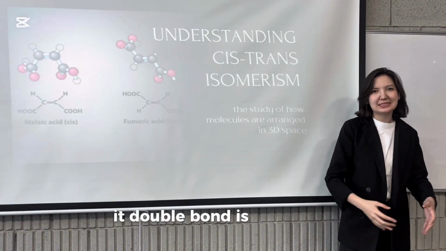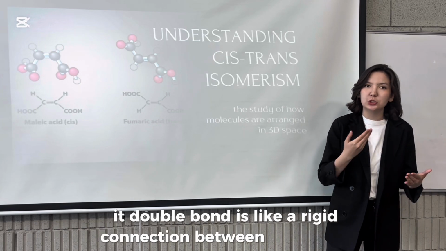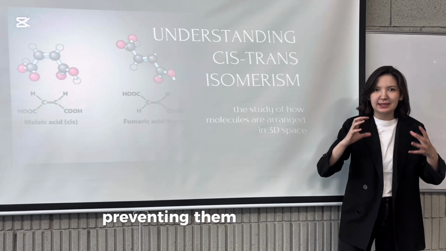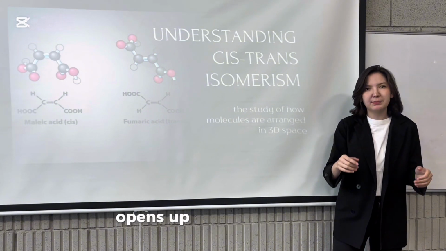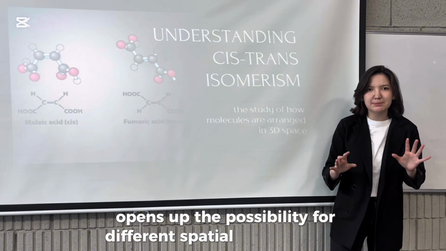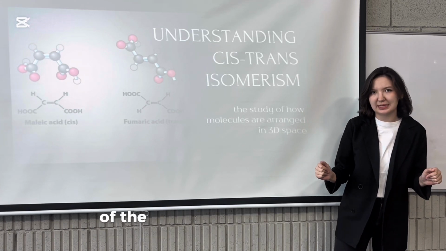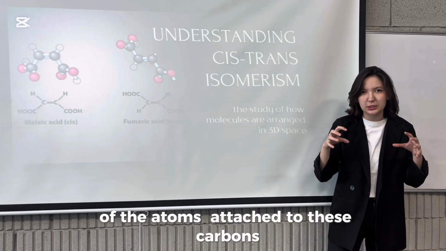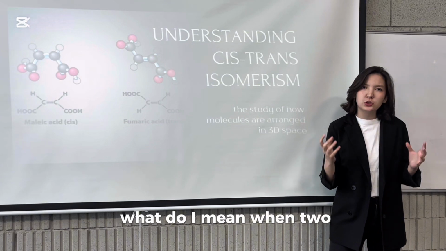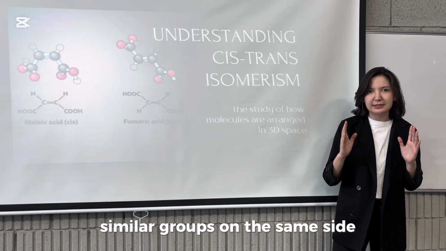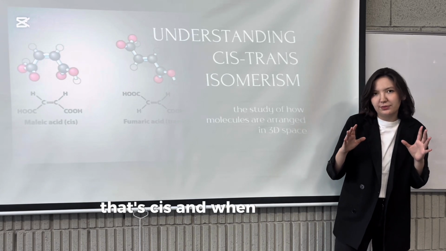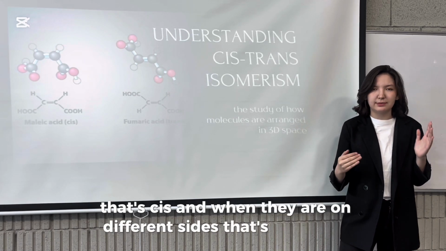Now let's focus on double bonds. A double bond is like a rigid connection between two atoms, preventing them from rotating freely. This rigidity opens up the possibility for different spatial arrangements of the atoms attached to these carbons. What do I mean? When two identical or similar groups are on the same side, that's cis, and when they are on different sides, that's trans.